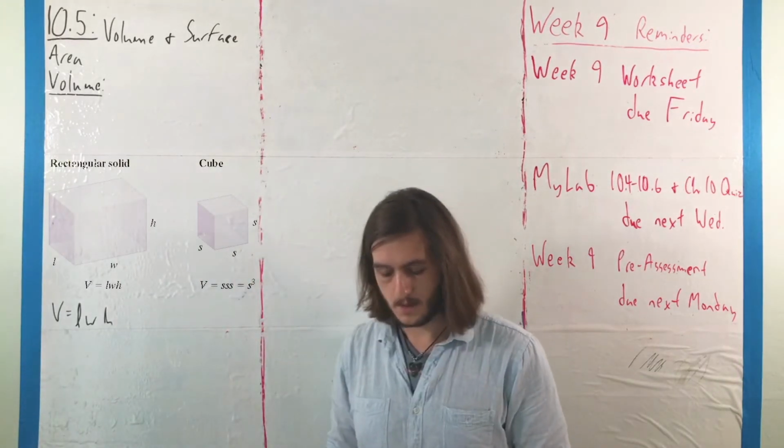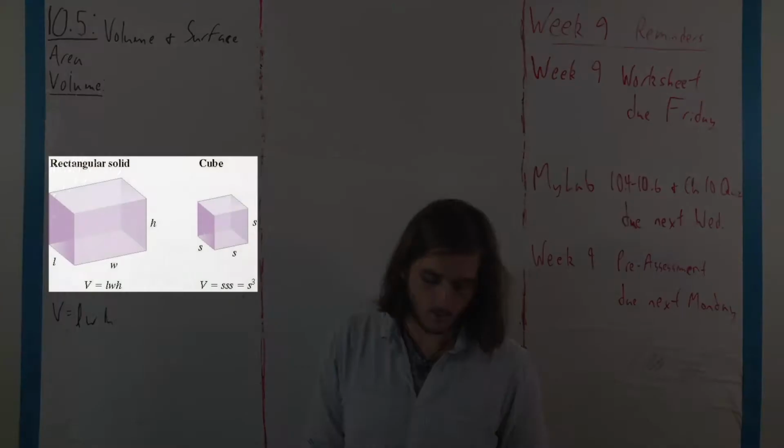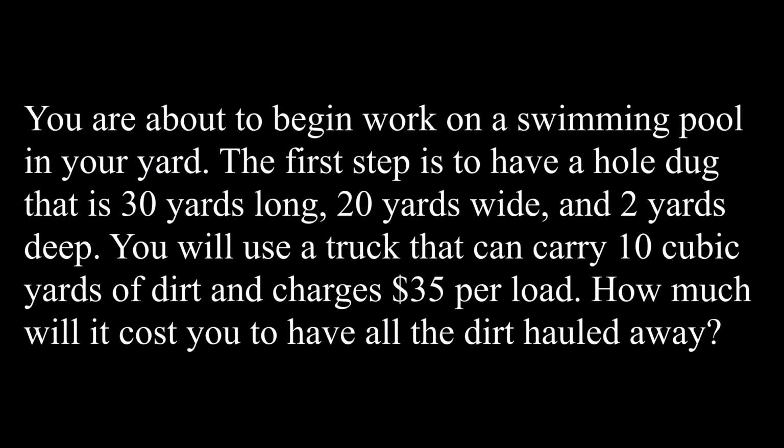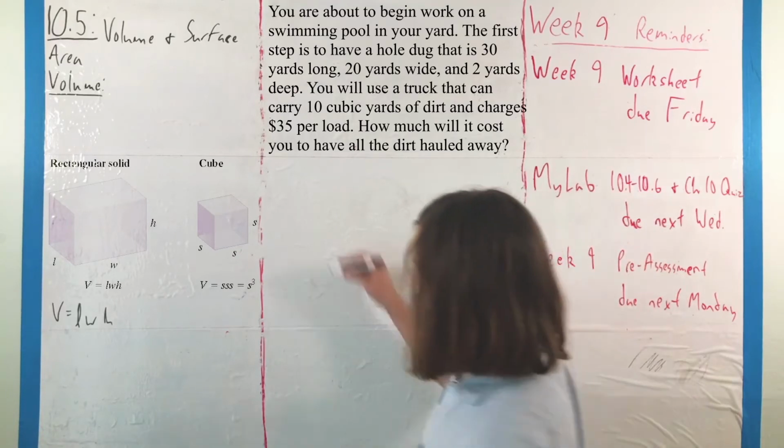So let's say we have an example where you want to work on a swimming pool in your yard. The first step you have to do is dig a hole that is 30 yards long, 20 yards wide, and 2 yards deep. You'll use a truck that can carry 10 cubic yards of dirt and charges $35 for each load. You want to figure out how much it costs to get all of the dirt.